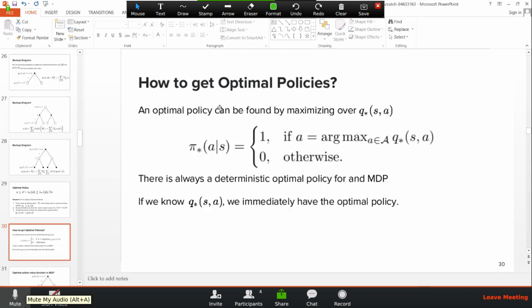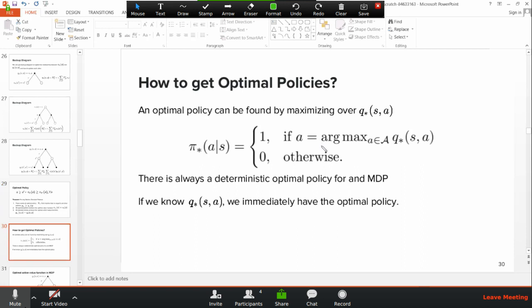So how to get it now? This is the important question: how to get the optimal policy. We understood that our aim is to find the optimal policy, so now we have to think about what algorithms we can apply. The optimal policy can be found by maximizing over Q star of S comma A. It is nothing but, as you told, a equal to argmax of Q star of S, A.